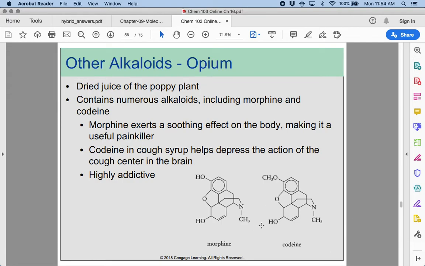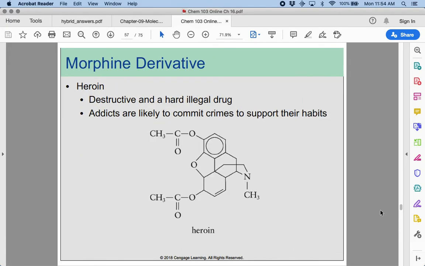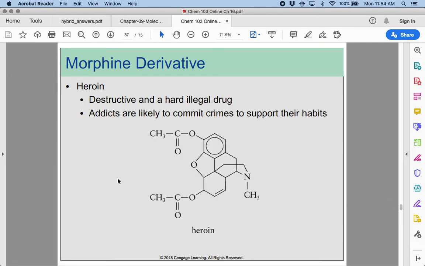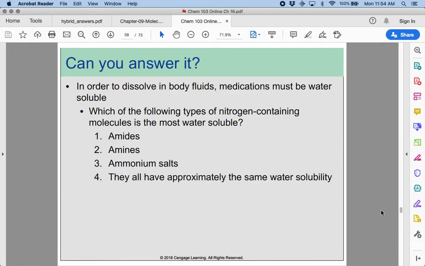Obviously, other alkaloids that we know of are things like opium, which is what we derive morphine and codeine from, which are parts of pain relievers. Obviously, you can see the similarity between morphine, codeine, and then the drug heroin, which are all based off of the same opioid. And obviously, we know heroin is highly addictive and is easily abused. So go ahead, try and answer this question to the best of your ability.